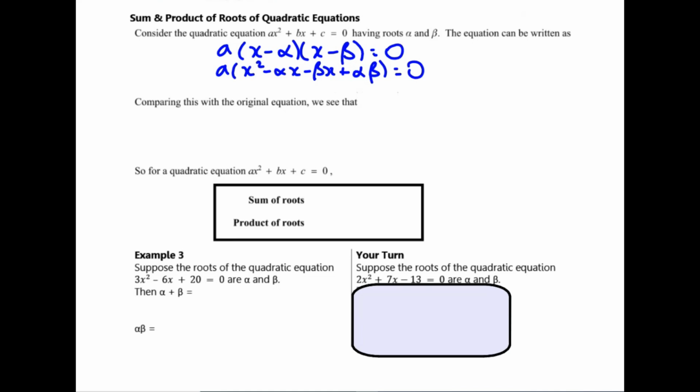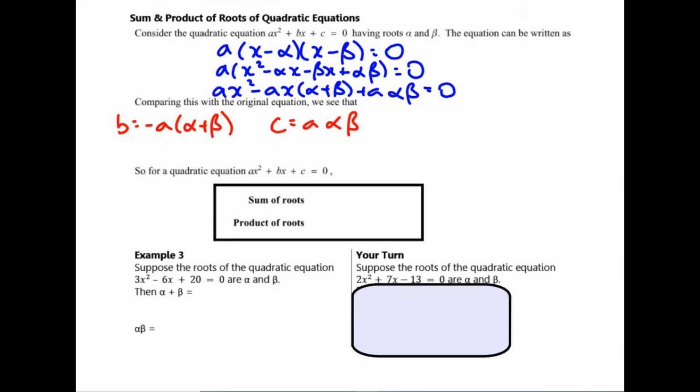And I'm going to collect up the x terms and expand this out further. So if I factorize out minus x from the middle two terms, I'll get ax squared minus ax (alpha plus beta) plus a alpha beta equal to 0. I can equate the coefficients of this with the original quadratic. So looking at the x squared terms, they're the same. They're just ax squared. Looking at the x terms, I get that b is minus a (alpha plus beta). Now looking at the number term, I get that c is equal to a alpha beta.